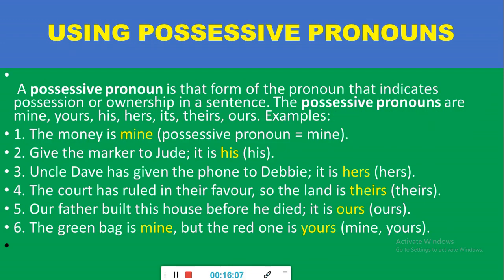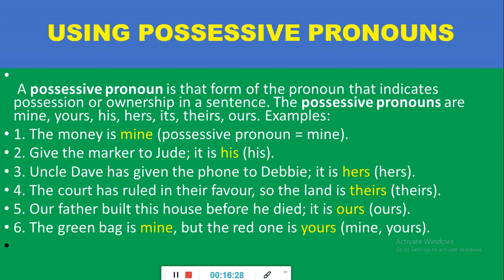All right? So, these are the various examples of objective pronouns and how we can use them correctly in meaningful English sentences. Now, we come to using possessive pronouns. A possessive pronoun is that form of the pronoun that indicates possession or ownership in a sentence. The possessive pronouns are mine, yours, his, hers, its, theirs, ours.